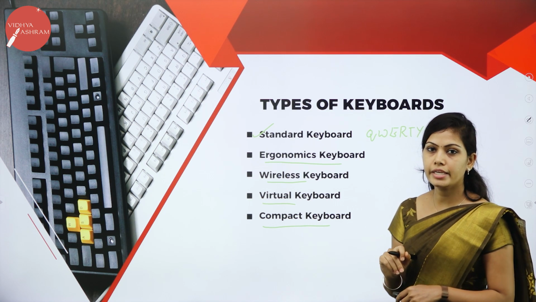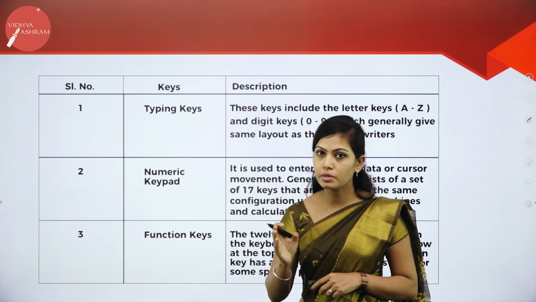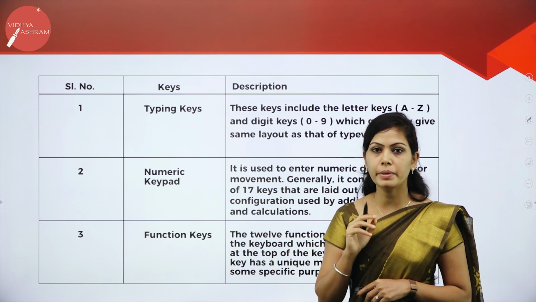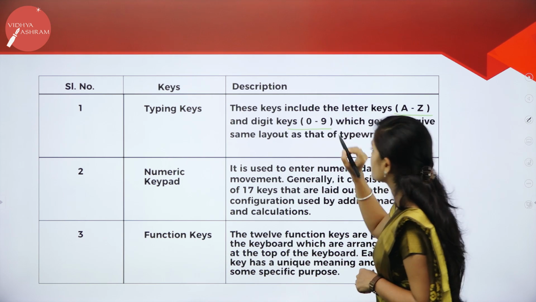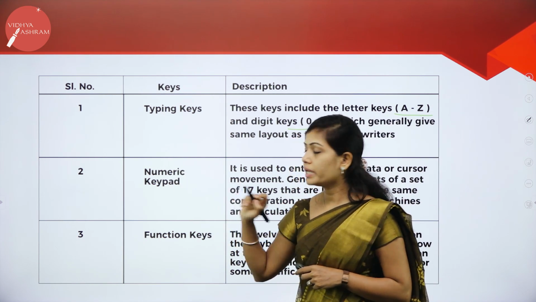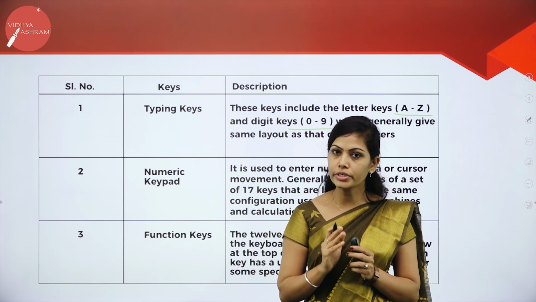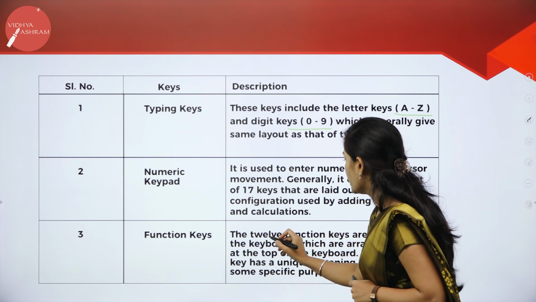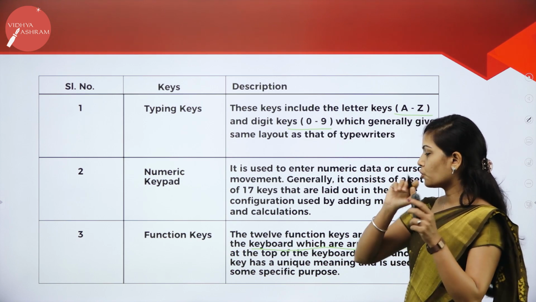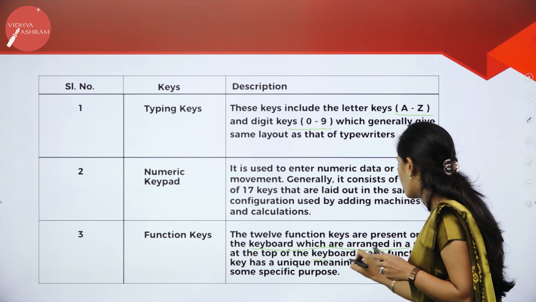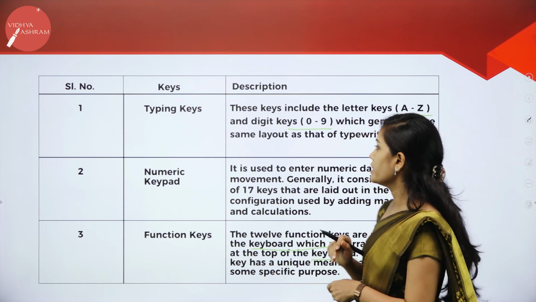And in a keyboard we have so many keys. What keys are there in a keyboard? We have typing keys, numeric keypad, function keys, special purpose keys and control keys. What are typing keys? These typing keys include the letters A to Z and the digit keys 0 to 9. And we have the numeric keypad, used to enter numeric data. And next we have function keys. Totally we have 12 function keys, which are arranged in a row at the top of the keyboard. You can observe the keyboard. And next we have control keys.